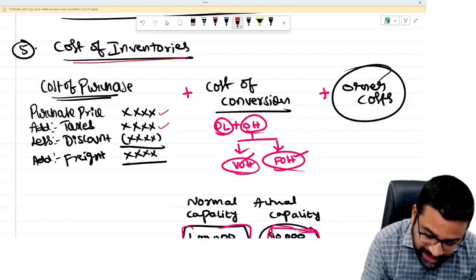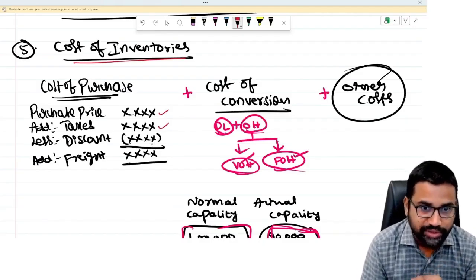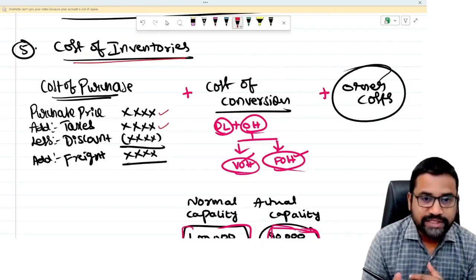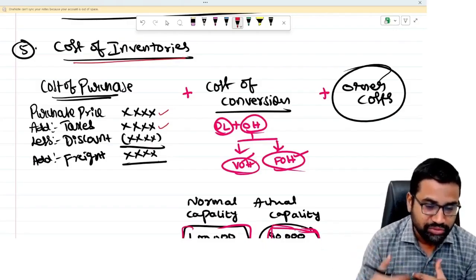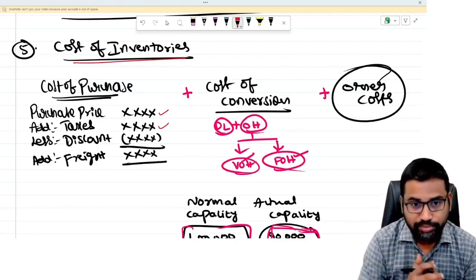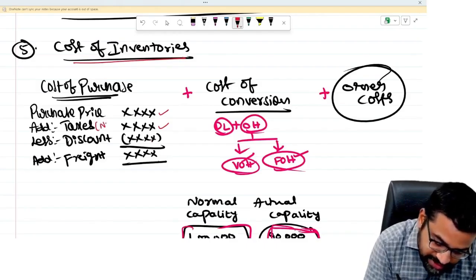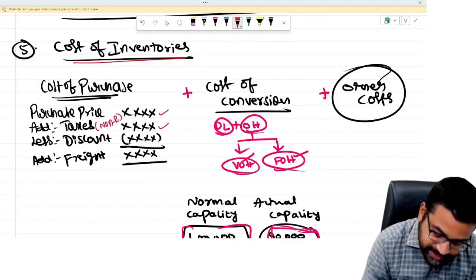For that, whatever taxes you paid, add the non-refundable taxes. If there are refundable taxes, exclude them. Suppose you paid some tax, but the government is giving you a refund. Then in such a situation, the tax should not be part of the cost of purchase, right? Only non-refundable taxes you have to take.